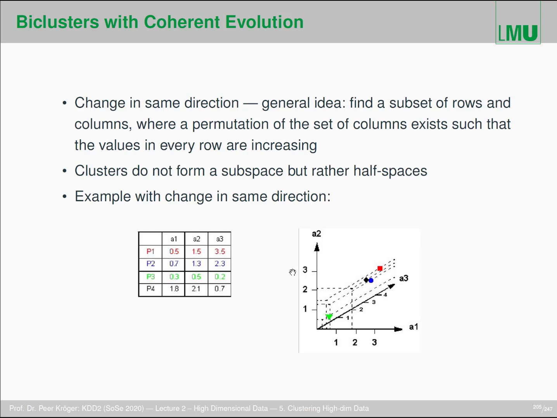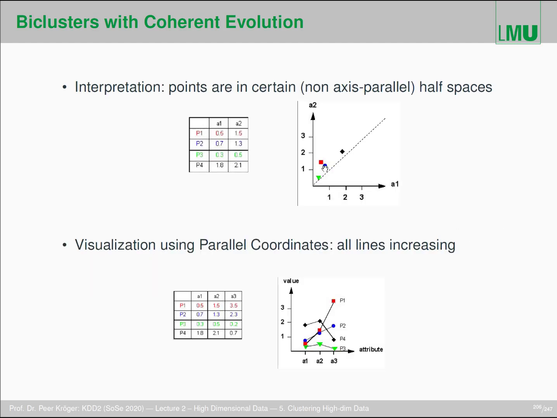Here's the example with a change in the same direction. It could be in the different direction, so it could get smaller, it could get larger. And again, points are in certain half spaces. In that case, they are above the bisecting line here. And if the values decrease, they are in the lower half space, below the bisecting line here, in the relevant subspace. Of course, it's a bisecting hyperplane.